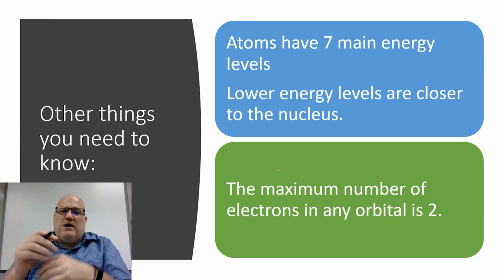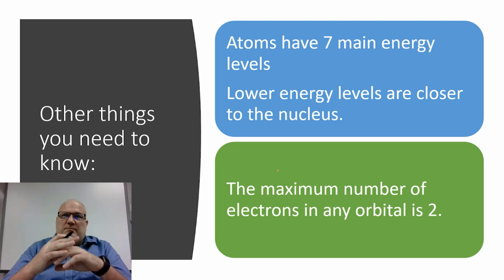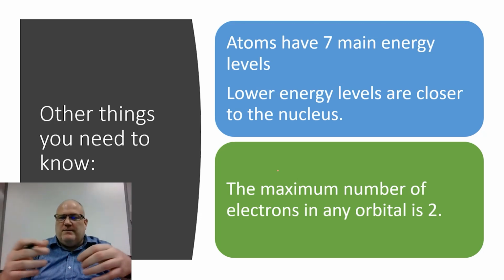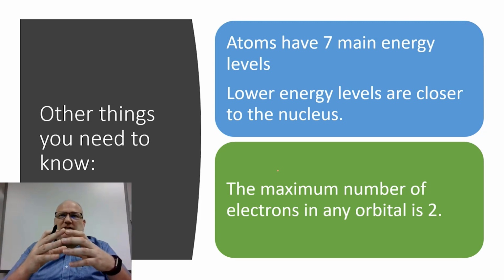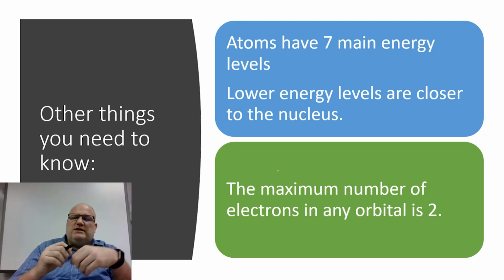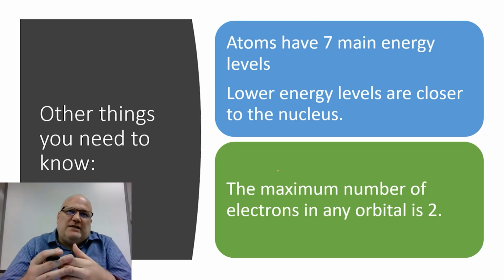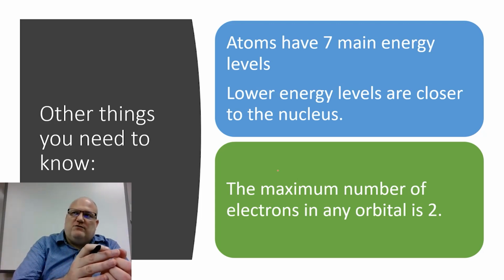The other thing you need to be aware of is that atoms have 7 main energy levels. So before when we learned about Bohr, we said that there are 7 orbits around an atom. We're going to be a little more specific this time. We're going to say there's 7 main energy levels. There are sub-levels, and the closer you are to the nucleus, the less energy you have. So given a choice, you're going to want to put your electrons in the first energy level versus the 7th energy level.